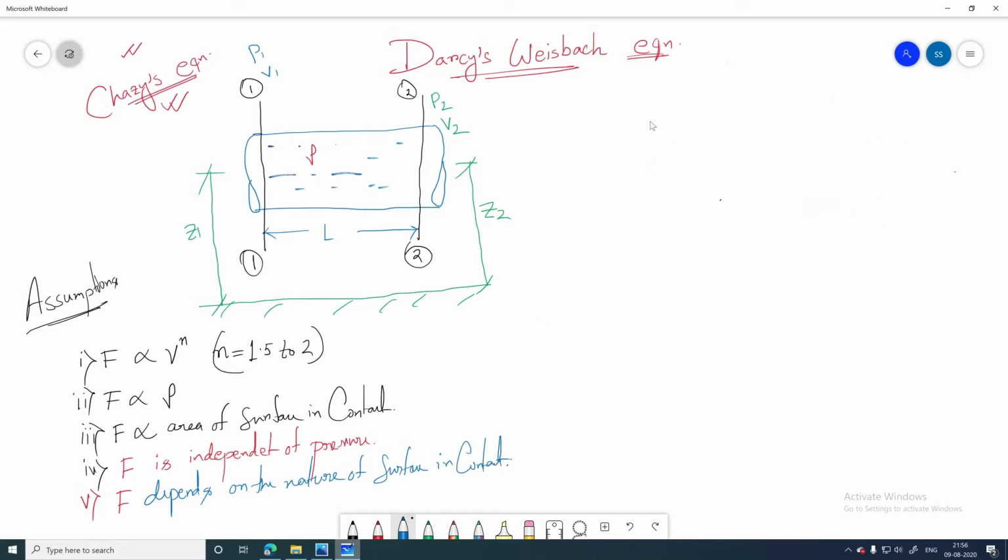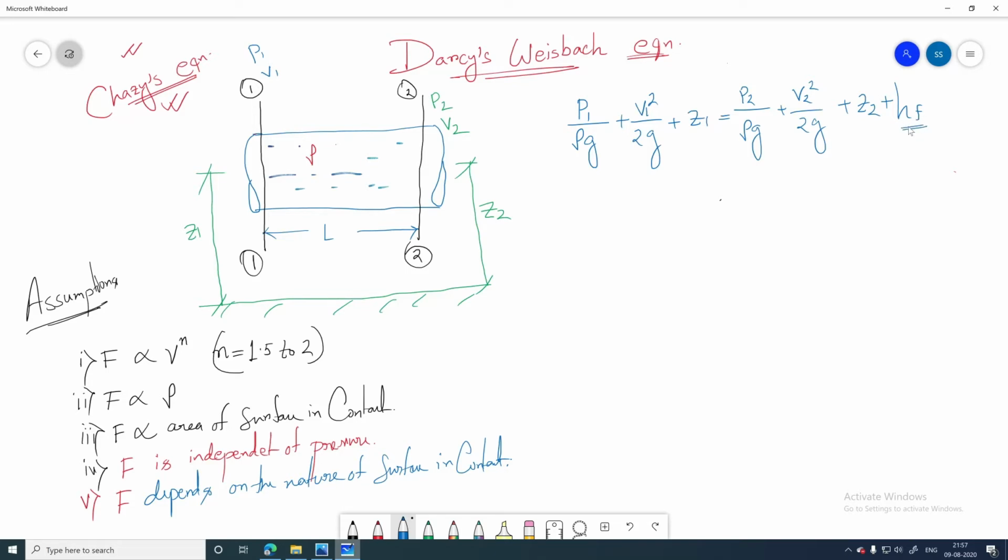Okay, so now I am applying Bernoulli's principle. Considering section 1 and section 2, we can write: P1 by rho g plus V1 square by 2g plus Z1, where P by rho g is the pressure head, V square by 2g is the velocity head, and Z is the datum head, equals P2 by rho g plus V2 square by 2g plus Z2 plus HF. So this is the head loss, right?